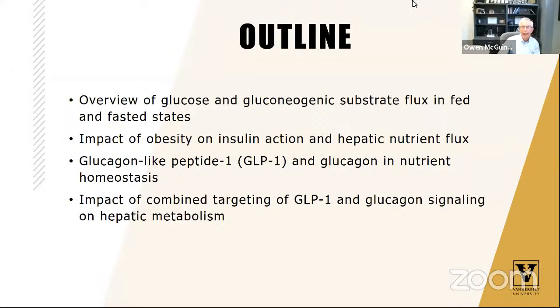So I'm going to give you a little outline of my talk. I'll talk about some overview of glucose and gluconeogenic substrate in fed and fasted states. I'm going to talk a little bit about how obesity affects insulin action and hepatic nutrient flux. I'm going to talk about GLP-1 and glucagon as it relates to nutrient homeostasis with a liver-centric view of this, really to help understand this targeting approach, and then look at the effect of combining targeting of GLP-1 glucagon signaling and hepatic metabolism.